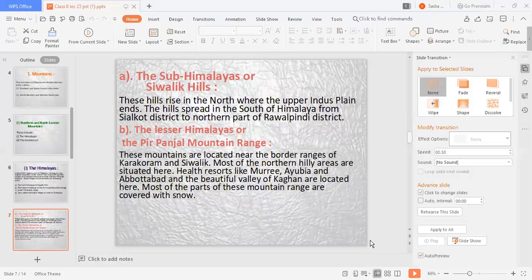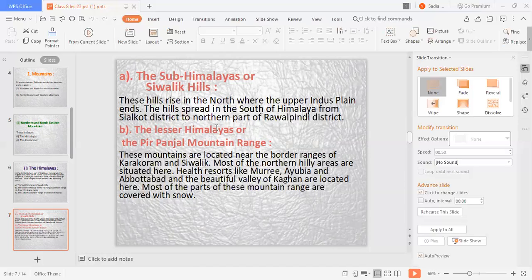So first of all, we are going to discuss the first Himalayan range that is called the sub Himalayas or Shivalik hills. यानी उसके साथ हिमालय के साथ साथ जो चीजें पहाड़ी सिलसिले फैले हुए हैं वो कहाँ से कहाँ तक फैले हुए हैं, तो हिमालय के साथ इसको सब हिमालयस कहेंगे या फिर इसे शिवालिक हिल्स भी कहते हैं। So these hills rise in the north where the upper Indus plain ends. So the hills spread in the south of the Himalaya from Sialkot district to northern part of the Rawalpindi.